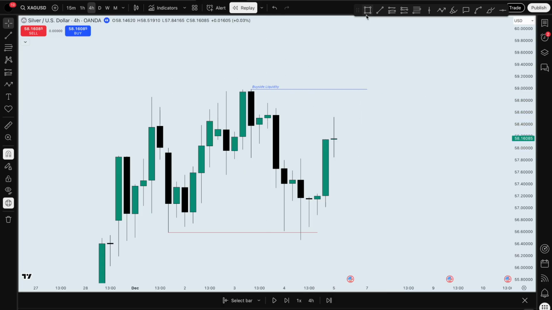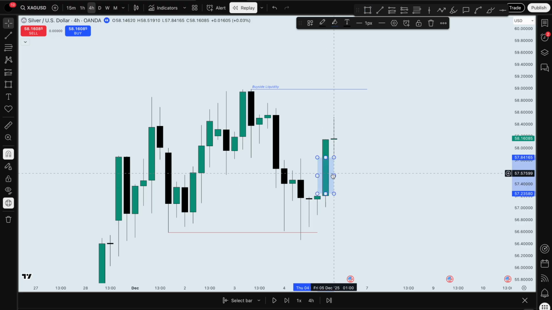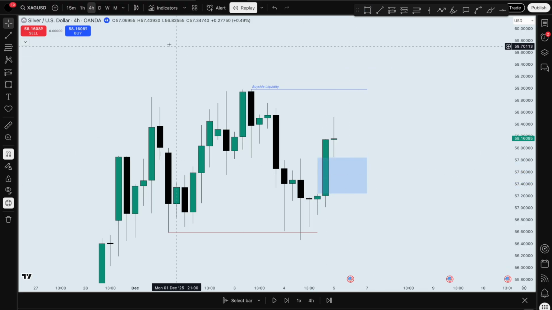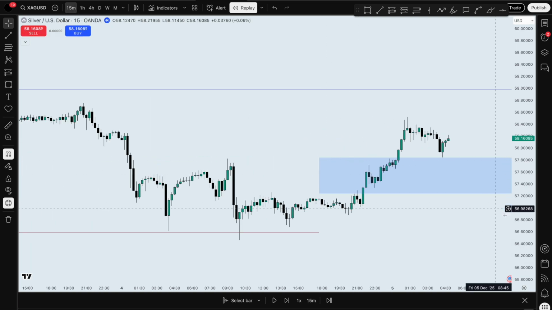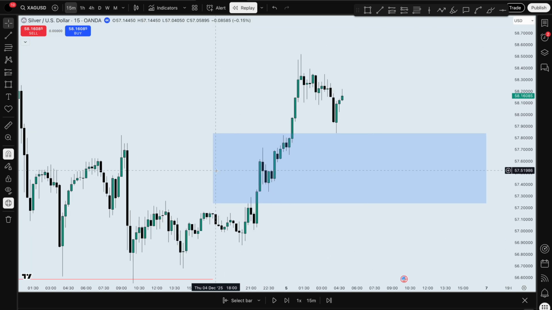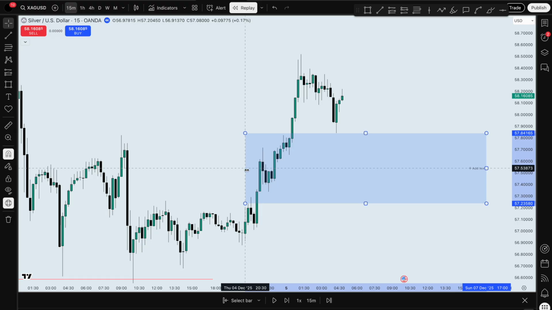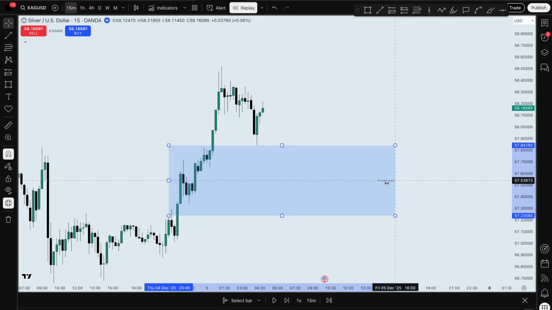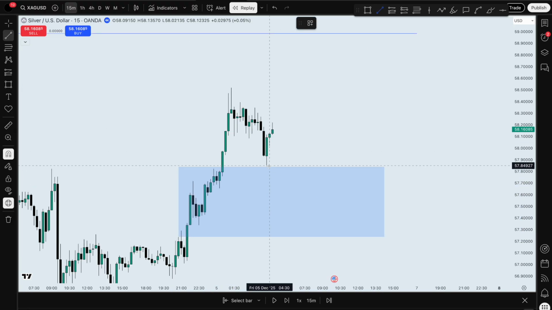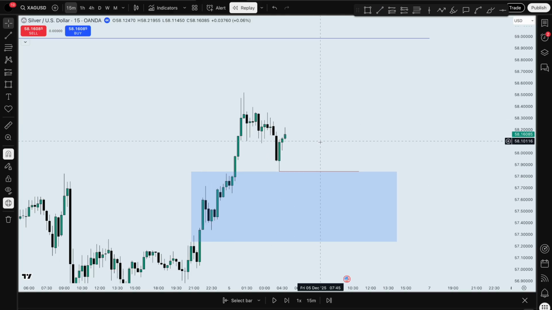So we can see that price created a 4-hour fair value gap here, and if we drop down in time frame, to the 15-minute time frame, we are going to see that there is a low here, right? And one type of high probability order block is a candle that purges liquidity in the opposite direction of where you want price to go.